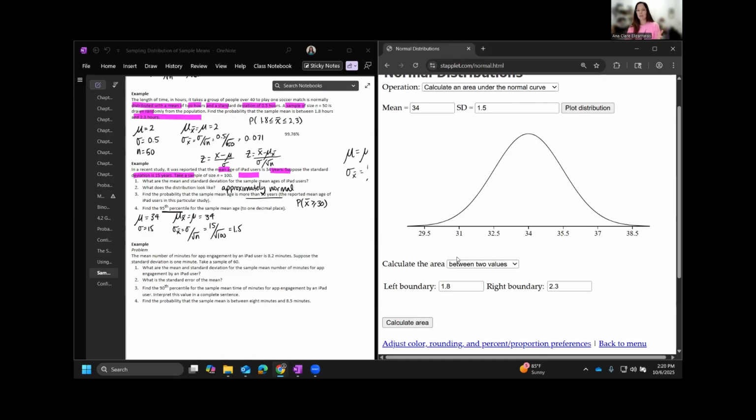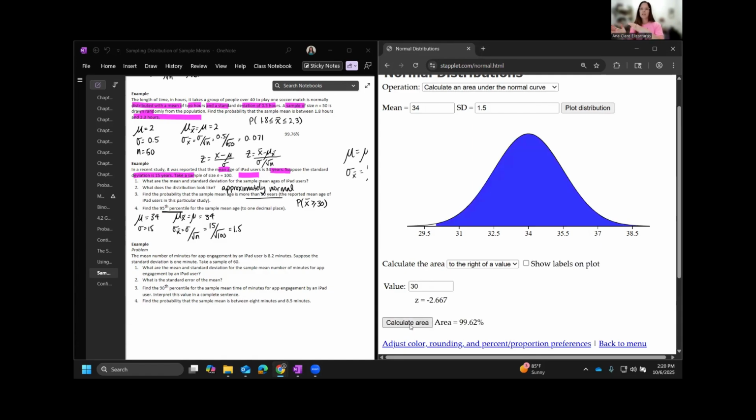Well, we're not between two values now. What we want is the area to the right of 30 because we're talking about more than. And remember, looking at the number line, did I shade numbers that are more than 30? Yes, I did. And if the average is 34 and we're talking about more than 30, that's a lot of people.